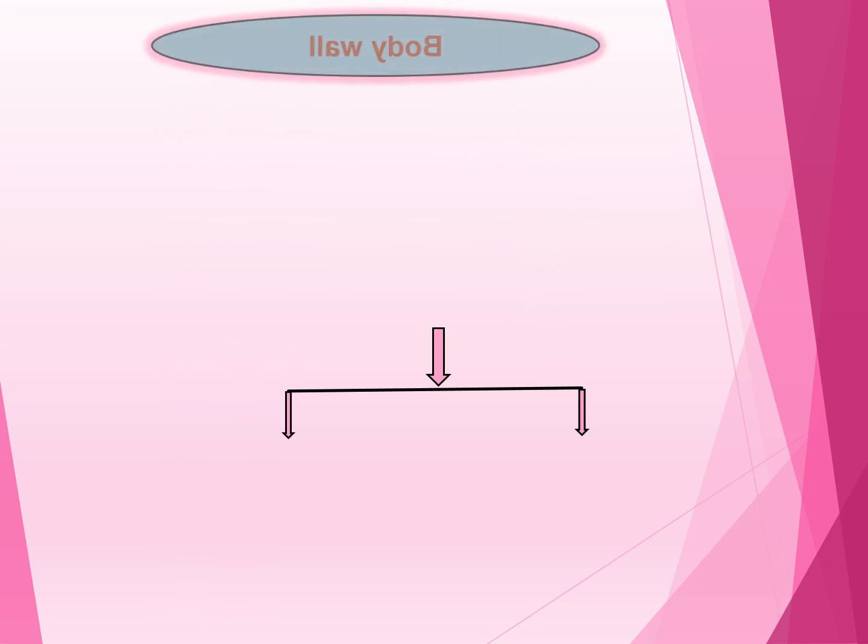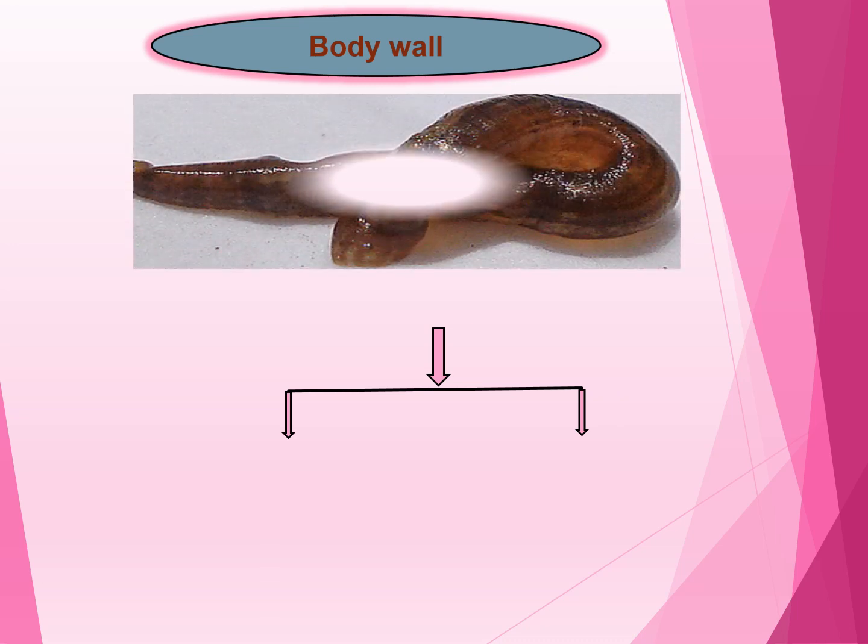Body wall. The leech body wall, the outside skin, includes 5 layers. First layer, the outermost layer, is the cuticle, a waxy layer. Second layer, the epidermis, which lies below the cuticle.